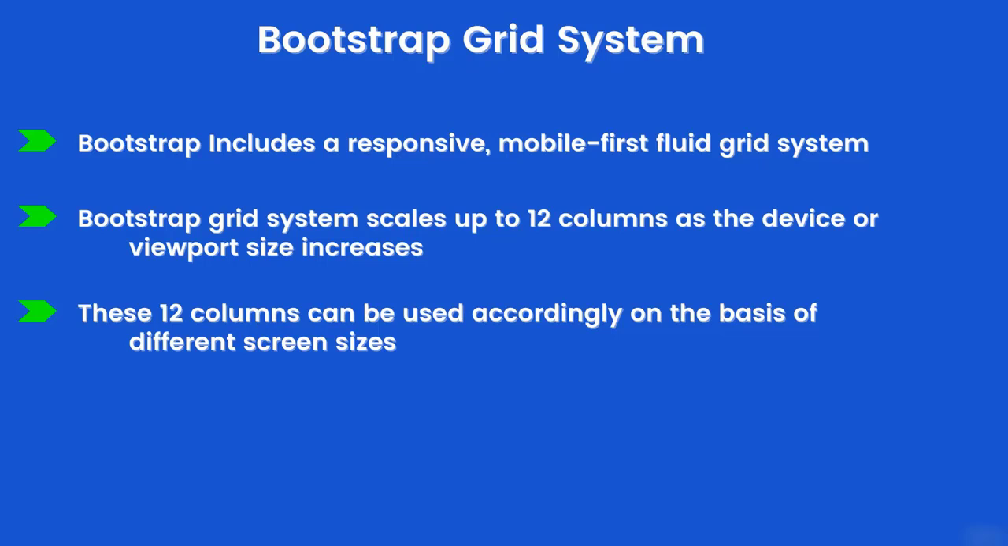If you are using more than 12 columns, means if the total columns you have consumed is more than 12, then the remaining data will fall into the next line. We'll see that all in the practical implementation. These 12 columns can be used accordingly on the basis of different screen sizes. Alright, as I said, it all depends on how you want to consume your 12 columns.